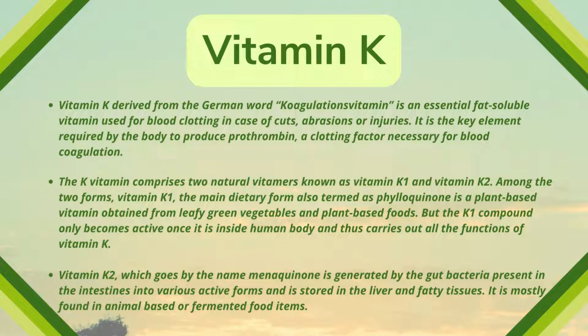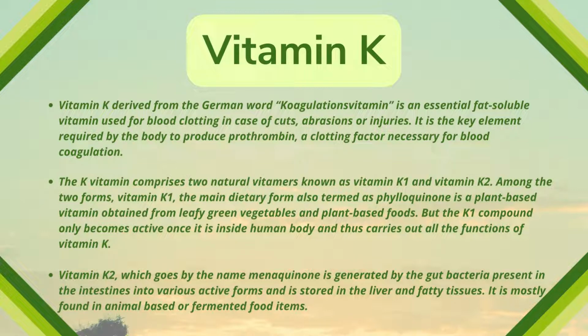So what is basically vitamin K? Vitamin K is derived from the German word coagulations vitamin. It is an essential fat soluble vitamin used for blood clotting in case of cuts, abrasions, or injuries. It is the key element required by the body to produce prothrombin, a clotting factor necessary for blood coagulation. Vitamin K comprises two natural vitamins, known as vitamin K1 and vitamin K2.